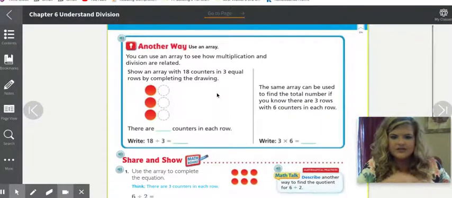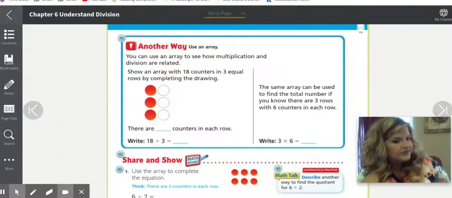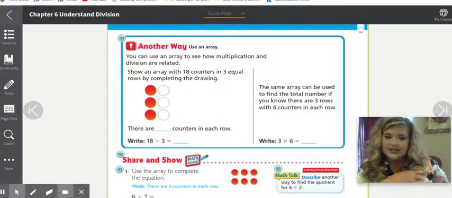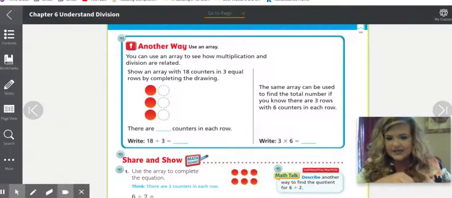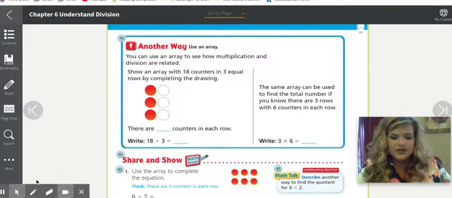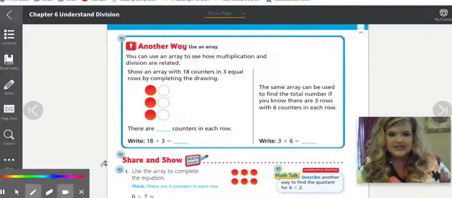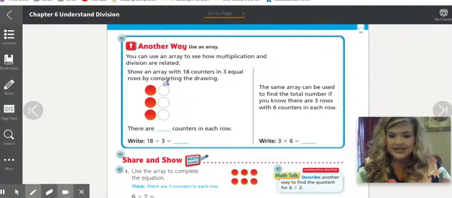So let's start right up here just to get started. It says you can use an array to see how multiplication and division are related. Show an array with 18 counters and 3 equal rows by completing the drawing. So they've told me exactly what I need to do. Let me get my pen ready. It says to draw 18 counters. They've already drawn 3, and they've started the 6 for us. Sorry about my circles, guys.